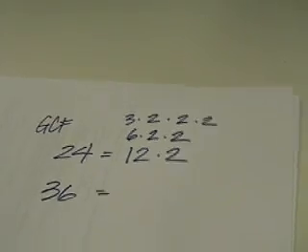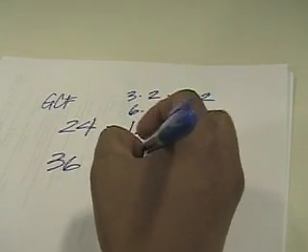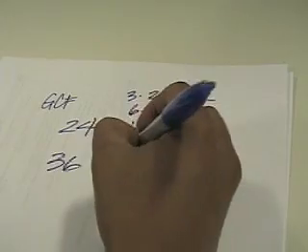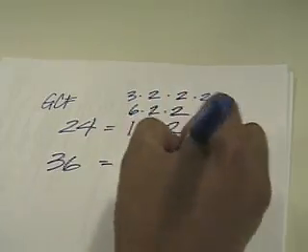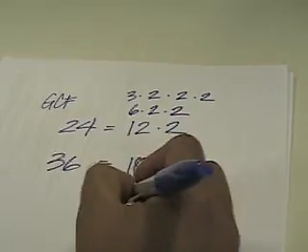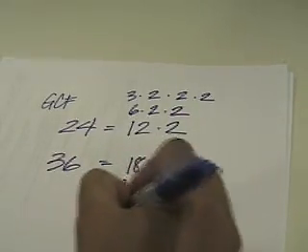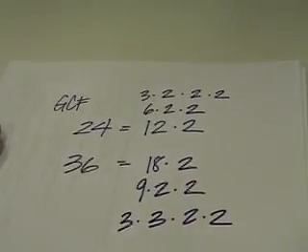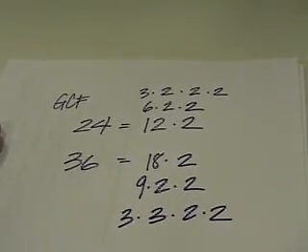I can do the same thing with 36. Well, 36 divided by 2, that's what? 15, 16, 17, 18. So that's 18 times 2. 18 can be broken down to 9 times 2. 9 can be broken down into 3 times 3 times 2 times 2. Right? Do you see, I just keep on breaking down stuff.